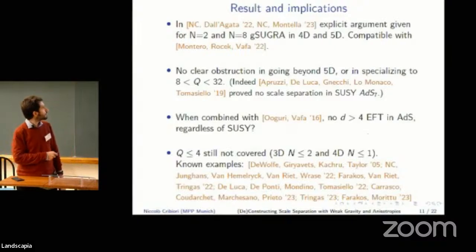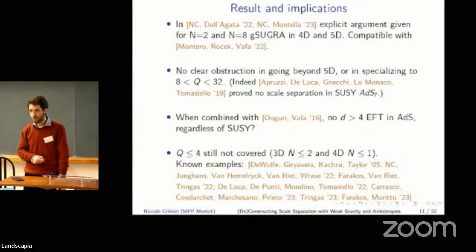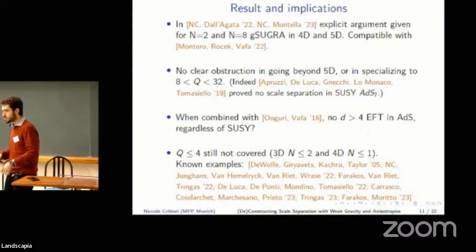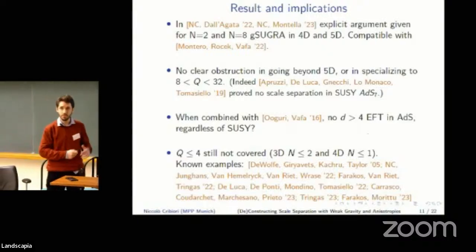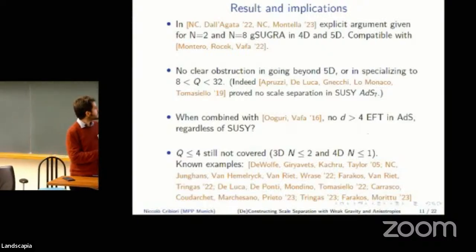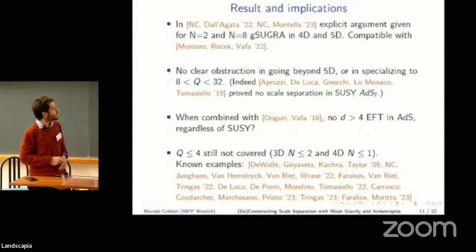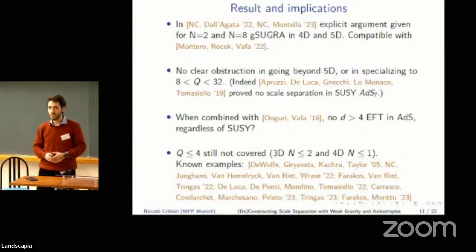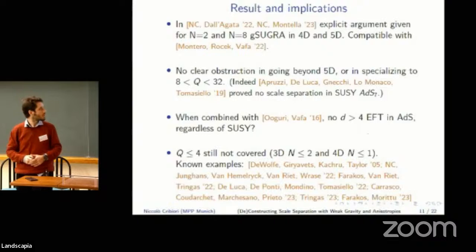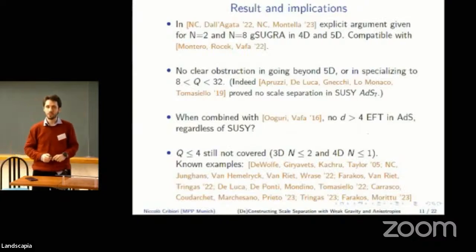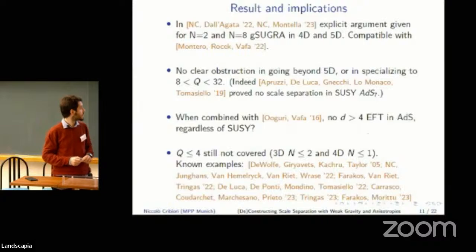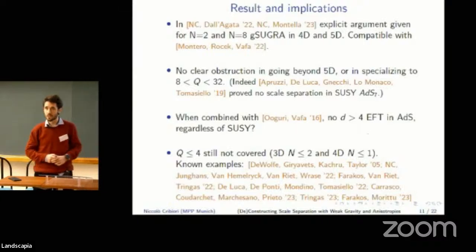So what we learn from this is that the only window which is still not covered, where scale separation seems to be possible with respect to this logic, is the case in which we have only 4 or less supercharges, meaning 4d N equal to 1 or, for example, 3d N equal to 2 or less. And indeed, all known examples in the literature, in string compactification, are in this window. There are no other examples known, as far as I'm aware, in other regions.